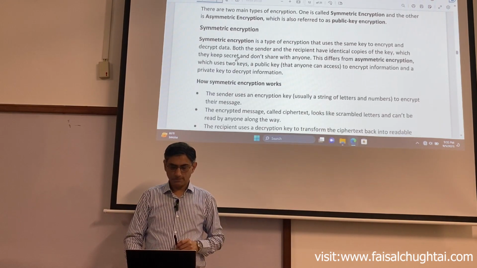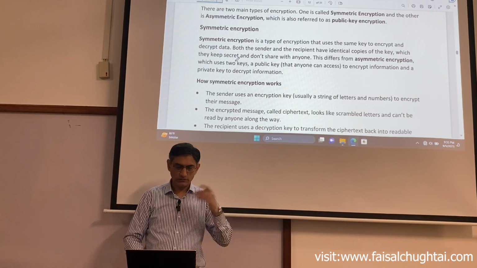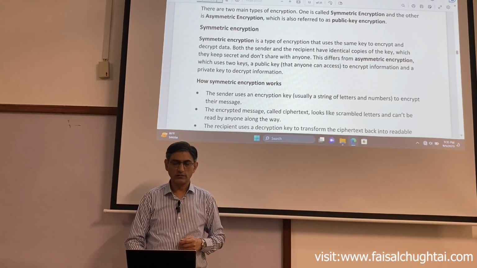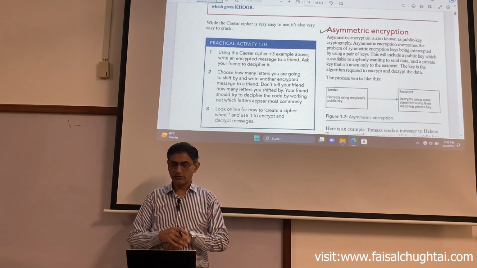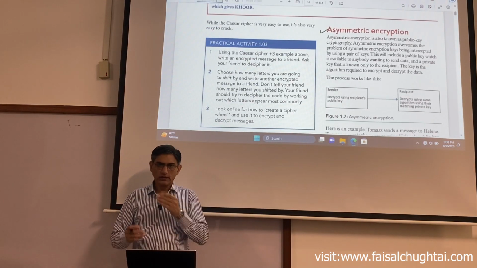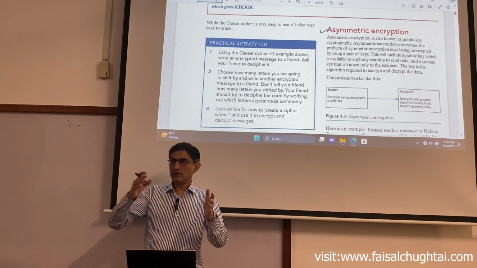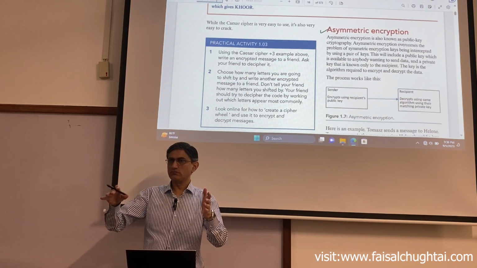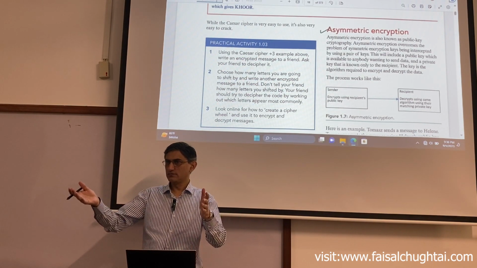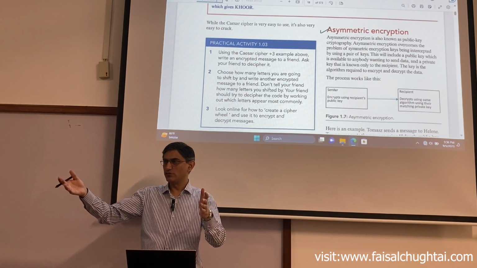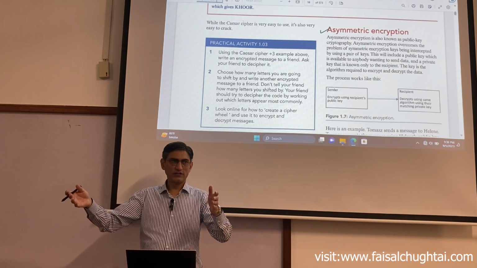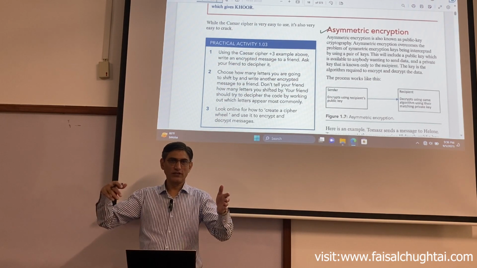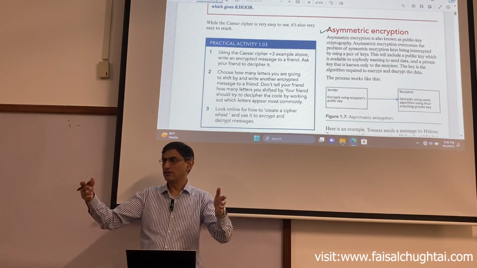Okay, moving on, I'm going to switch back to the book. The next is asymmetric encryption. When we say symmetric, asymmetric would mean opposite. Like the term we usually use, for example, political, apolitical. If we say somebody is political, if we say somebody is not political, we can also say apolitical.